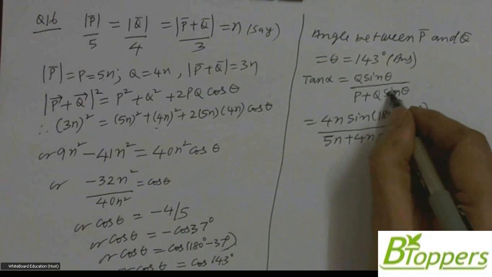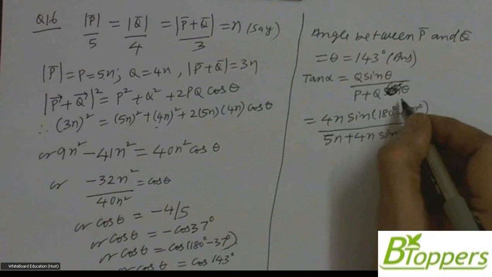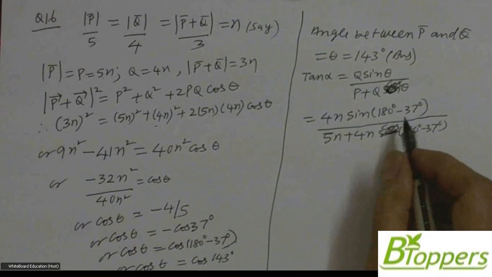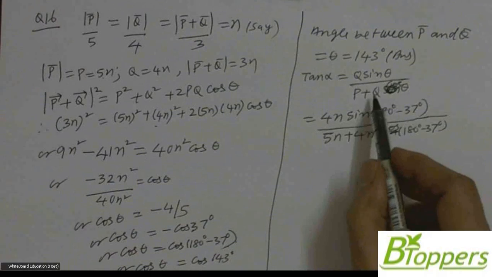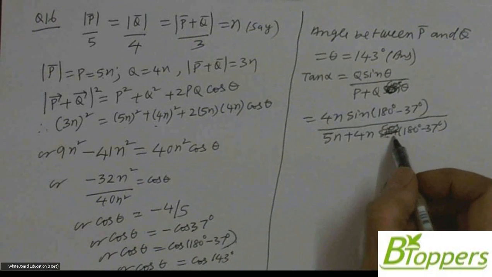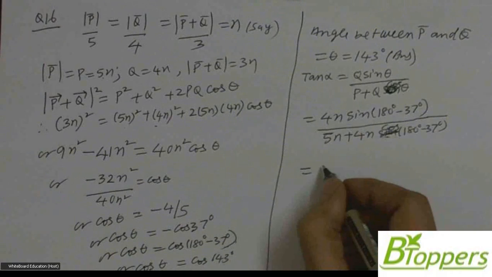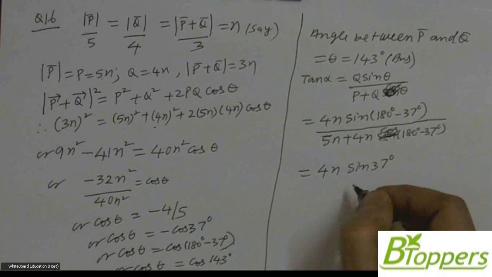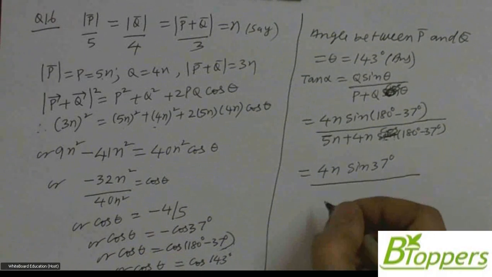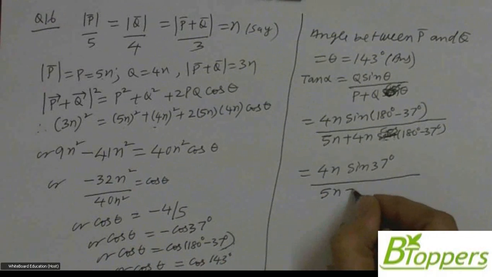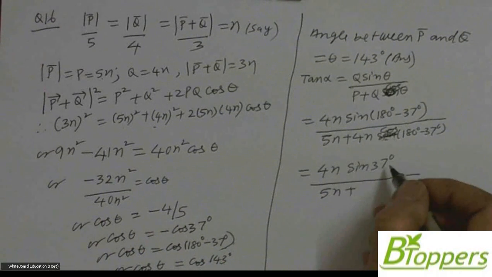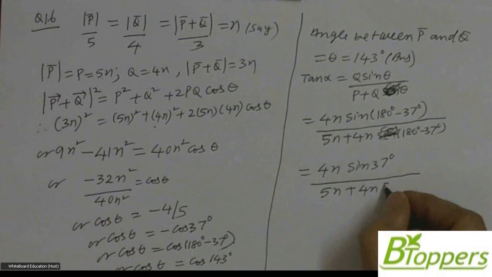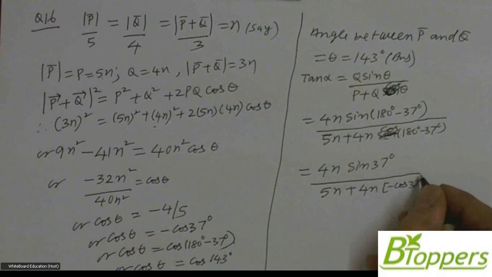So here you have to write cos theta. Sorry for the correction. That is tan alpha is Q sin theta by P plus Q cos theta. So here also you should write cos. So sin 180 minus 37 degrees, you can write sin 37 degrees. So you are using the formula in trigonometry: sin 180 minus theta equals sin theta. Cos 180 minus 37 degrees, you can write minus cos 37 degrees.